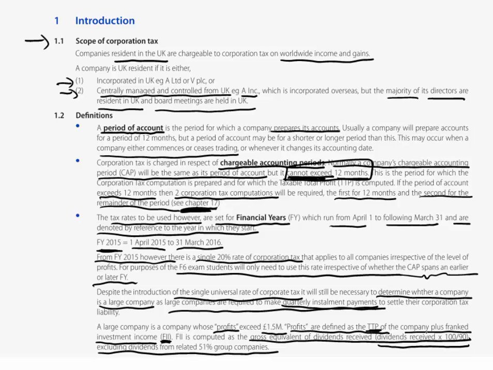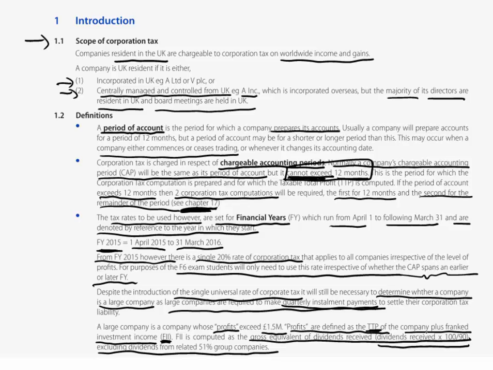We then move to the second and most important definition of all, that of a chargeable accounting period. What makes it the most important of the definitions is that it is for the chargeable accounting period that we prepare the corporate tax comp. And that corporate tax comp, that chargeable accounting period, is usually prepared for the same as the period of account. They're normally the same. The period of account usually becomes the chargeable accounting period.